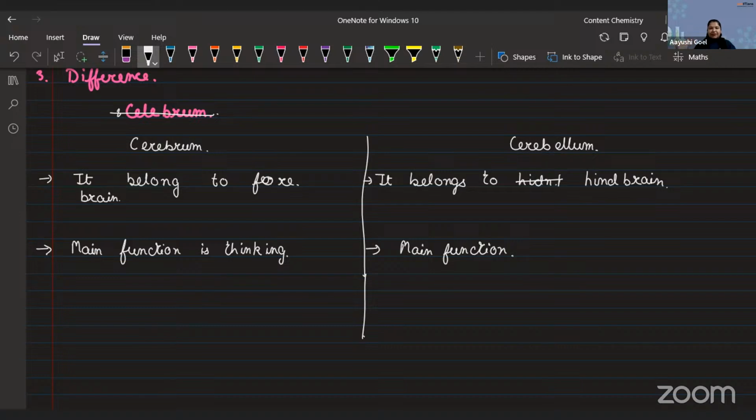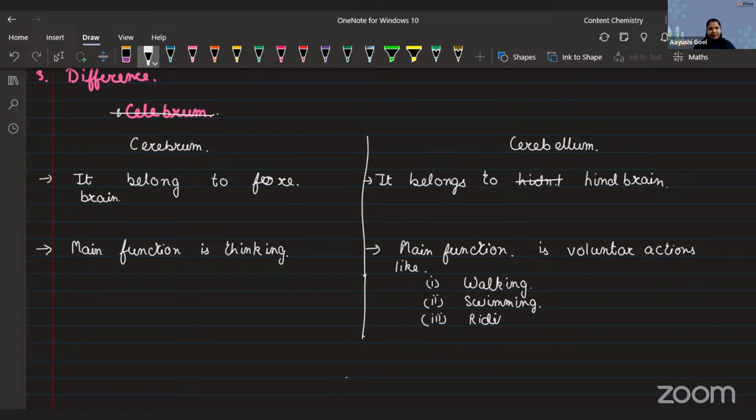So the main function has many functions. By walking straight in a line, riding a bicycle, so all the voluntary actions they are doing. Voluntary actions, like, now I can make points in this also to look it better. First, walking. Second, swimming, or riding a bicycle, like that. Is it clear?